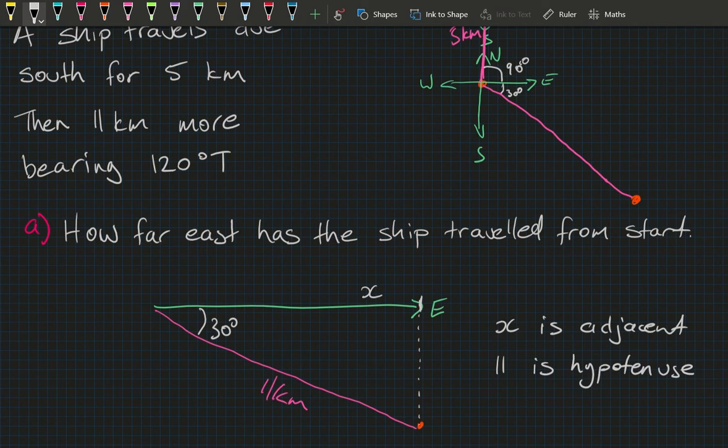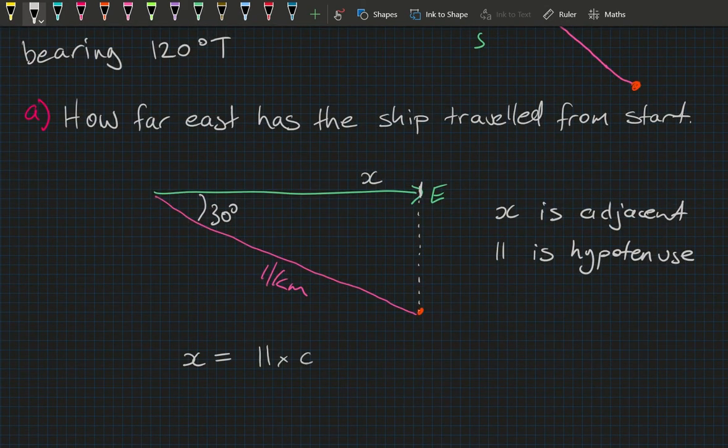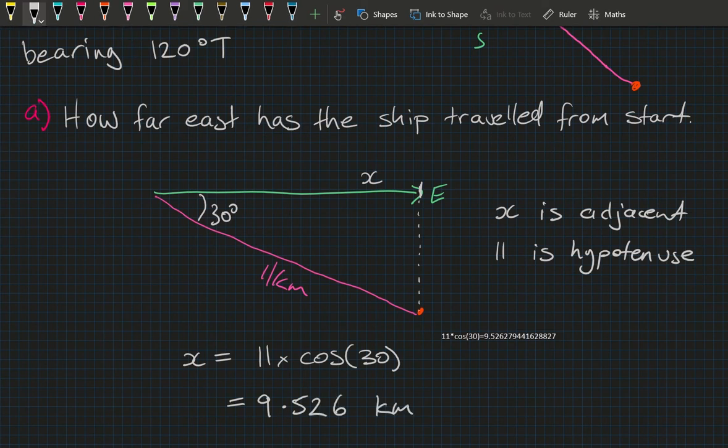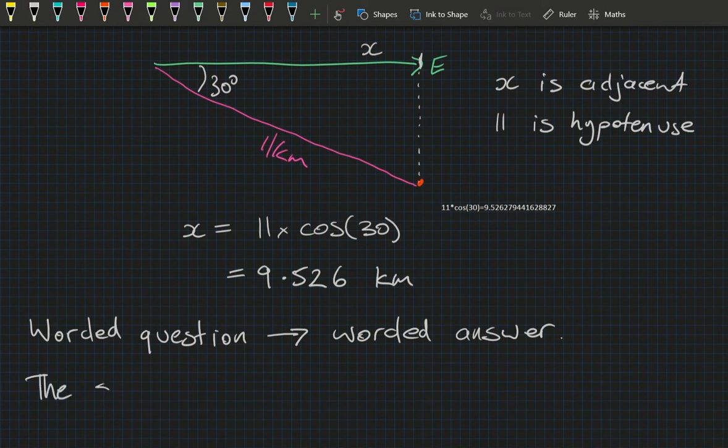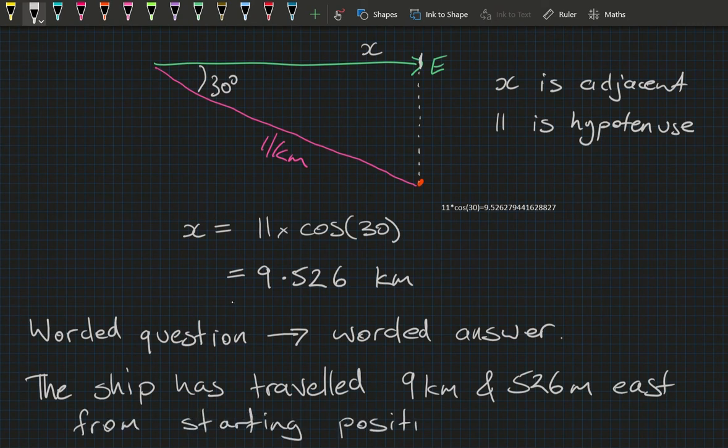So cos of 30 is going to equal x divided by 11, or 11 times cos of 30 is going to equal x. And that's a calculator problem. So I'm going to round that off to 9.526. And why 3 decimal places? Well, it's a kilometre, so 3 decimal places are metres. So I like that. Anyhow, let's not forget we have a worded question, so we've got to give it a worded answer. The question asks us how far east, so all we have to do is say the ship has travelled 9 kilometres and 526 metres east from its starting position.